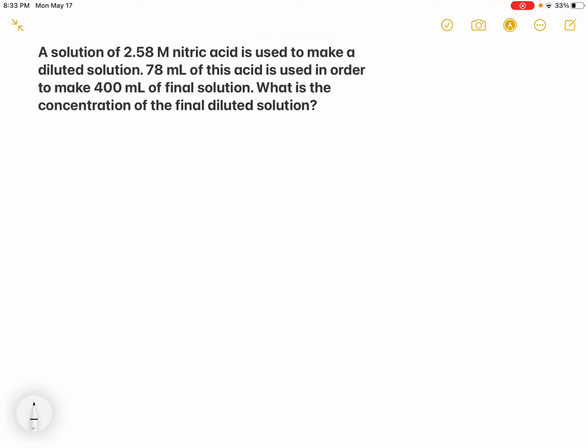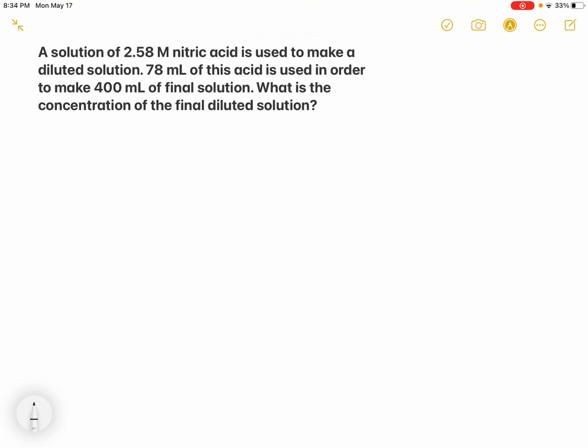So we'll look at one example problem about how to use the dilution formula. We're told that a solution of 2.58 molars of nitric acid is used to make a diluted solution. 78 milliliters of this acid is used in order to make 400 milliliters of a final solution. What is the concentration of the final diluted solution?